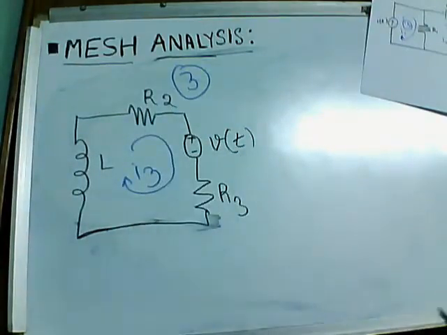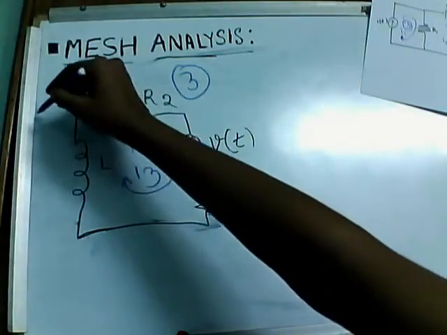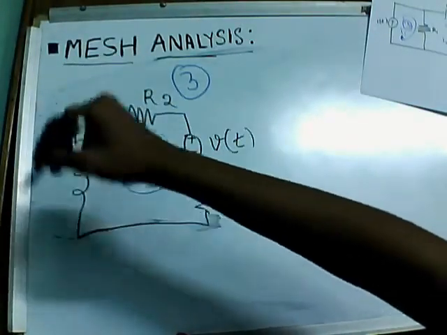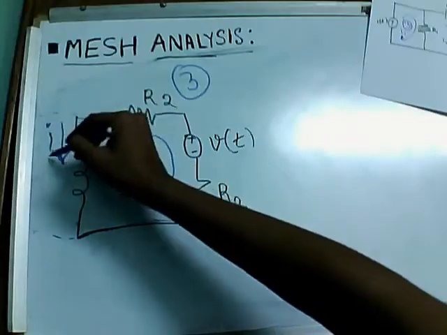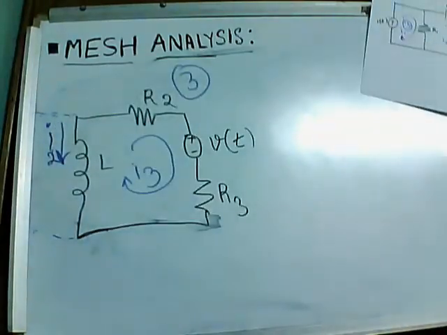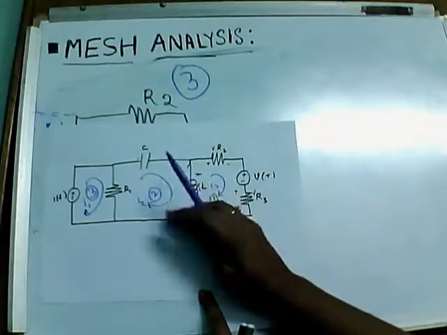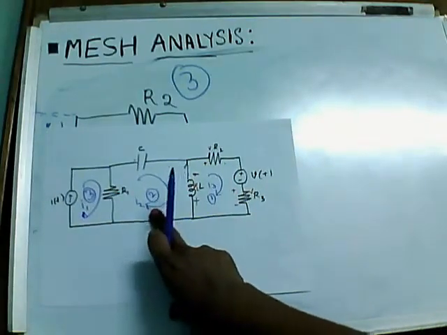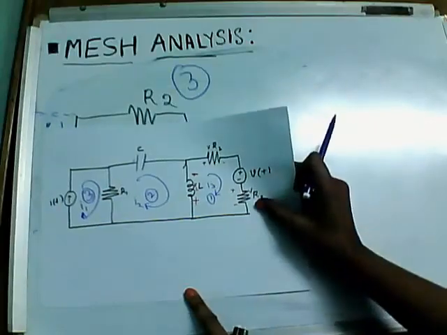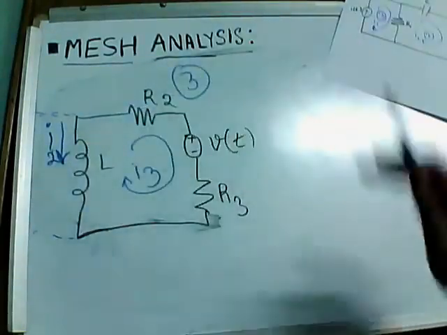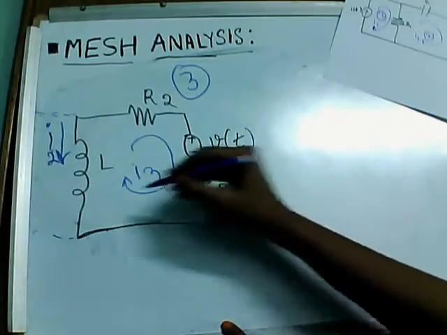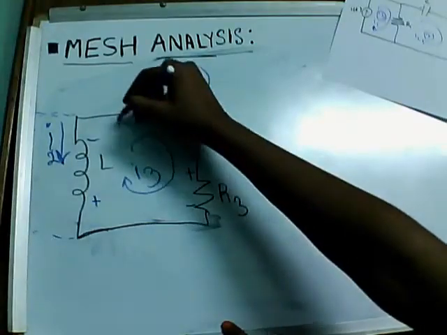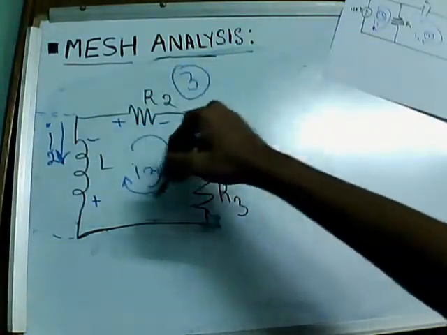For the inductor, the influence of two meshes will be there. So here another continuation will be there. From there we have the current I2, mesh 2. So the influence of this current will be there on the inductor, and we have to show this in the equation. So I2 and I3 will be there on the inductor. And this is positive to negative, positive to negative, positive to negative, and this is positive and this is negative. In this way we have to consider.